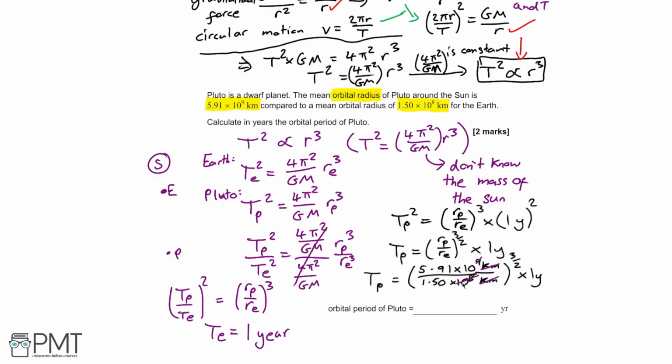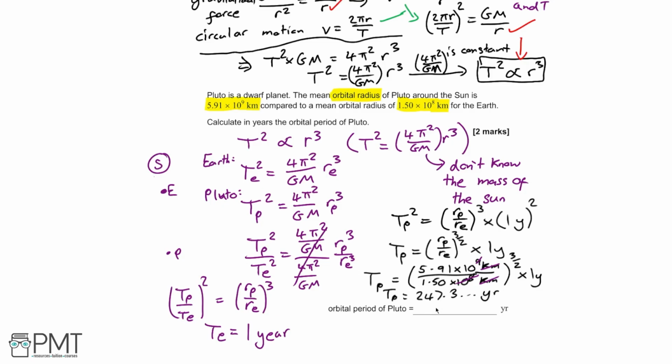Therefore, we could have just written 5.91 times 10 to the 9 divided by 1.50 times 10 to the 8. This can just save us a bit of time here and there. So what this will give us then is an answer of 247.3... years if you do that calculation.